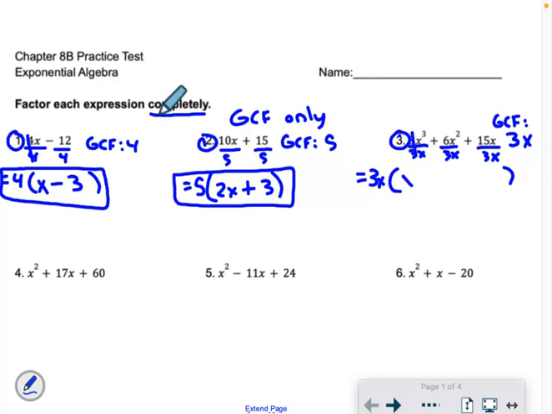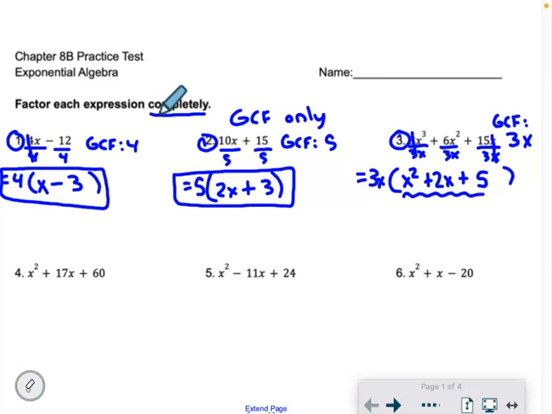We're taking an x away from each of these, so the first term will be down to x squared plus 6 divided by 3 is 2. We're taking an x away, so there's only one left, plus 15 divided by 3 is 5. And then the x's here will cancel. So now we have a trinomial in here that looks like maybe it could be factored.